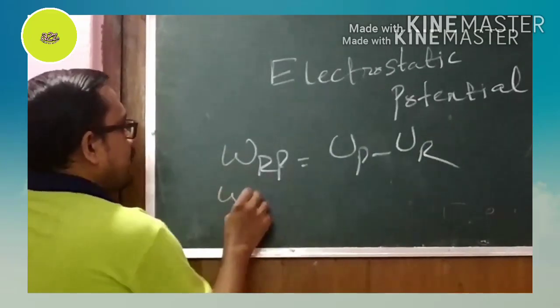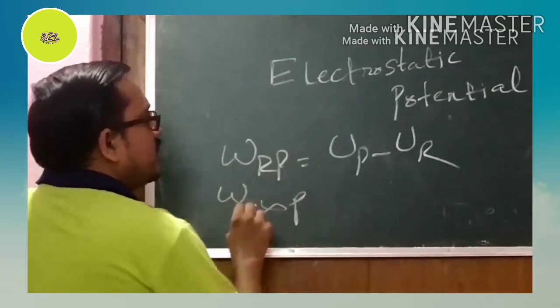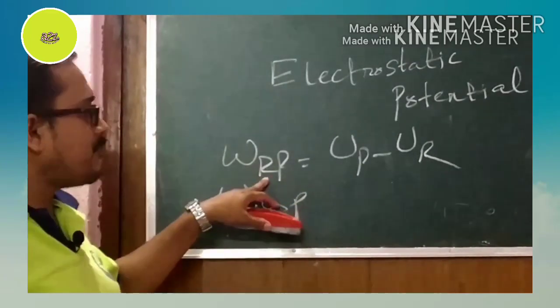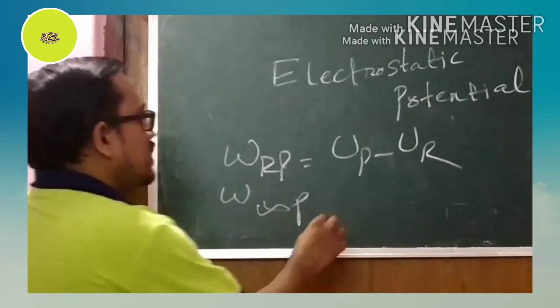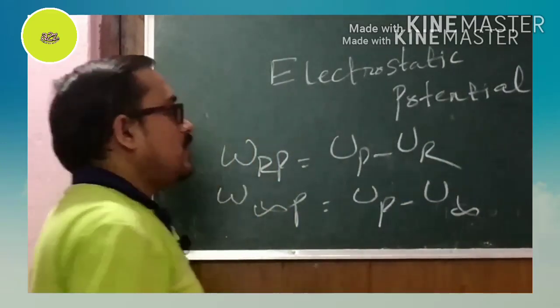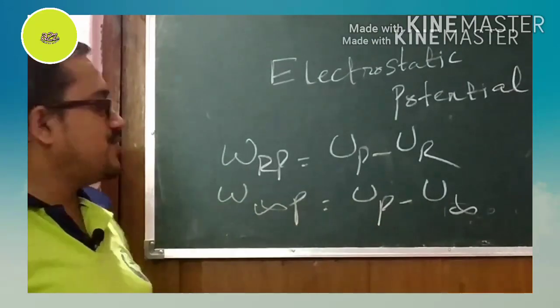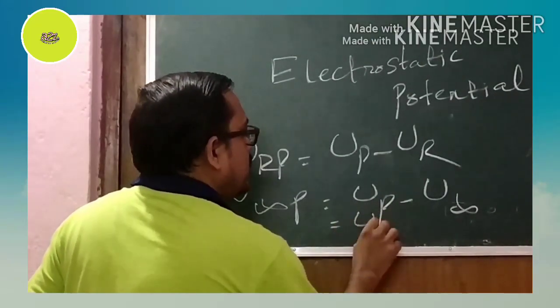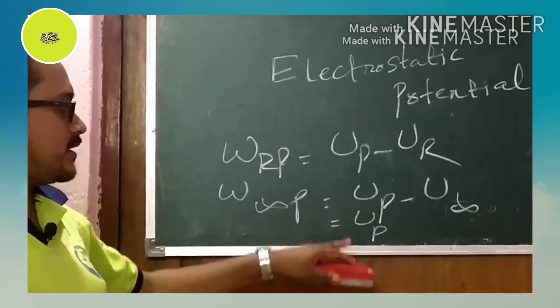Suppose we take this R point to be at infinity. Now this will be U_P minus U_infinity. But the potential energy at infinity will be equal to 0. So now this is U_P. So now we can define the potential energy.